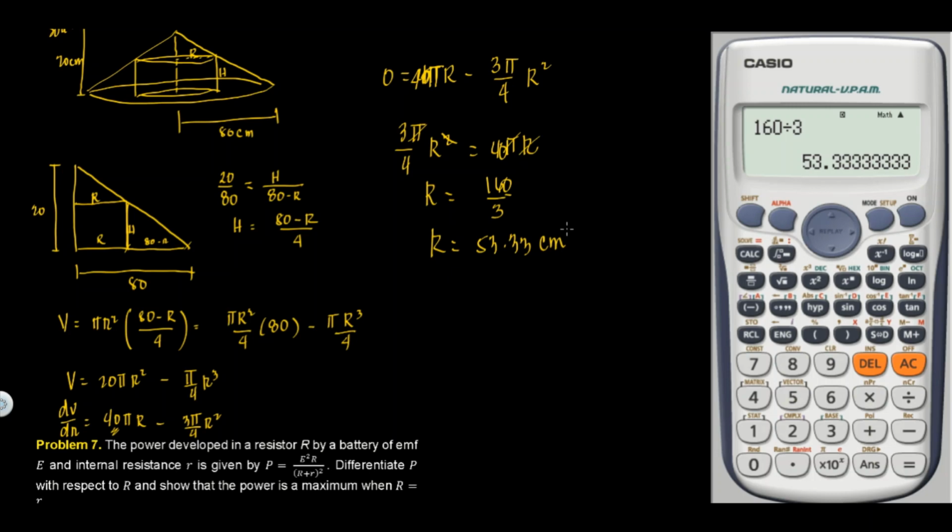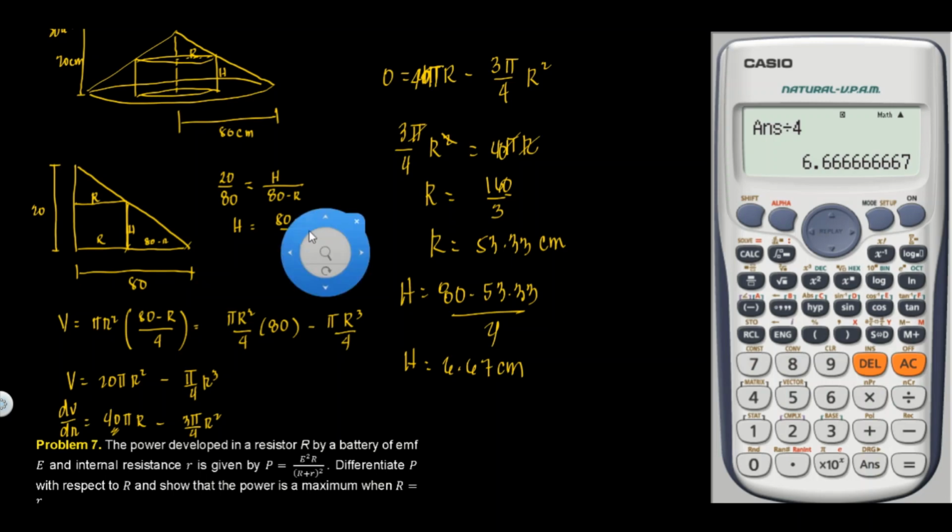Radius ng cylinder. Okay, ang kailangan natin is H. Ayun. H is equal to 80 minus 53.33 over 4. So, H is equal to, okay, so 80 minus yung answer natin, 53, no? Okay, divided by 4. So, we have 6.67 cm. So, the height is 6.67 cm.